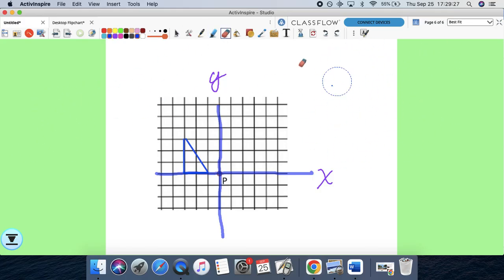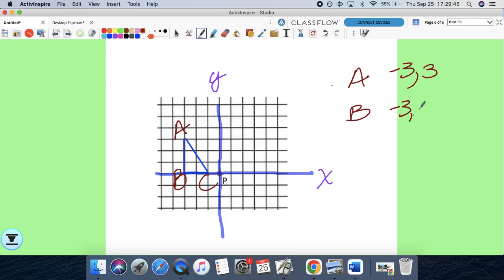Notice that there are no points, so we're going to call them A, B, and C. Point A, if you count, is 1, 2, 3, so -3, and 1, 2, 3, and 3. Point B is 1, 2, 3, so -3 to the right, and 0. Point C is -1 to the right, and 1. So these are my original points.